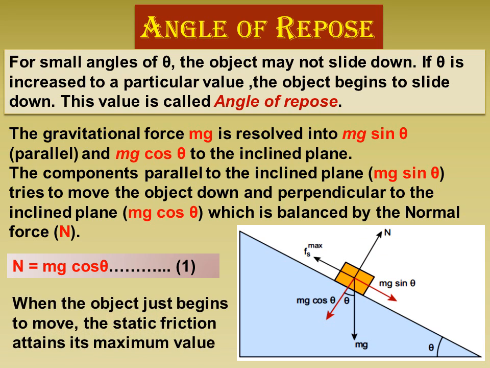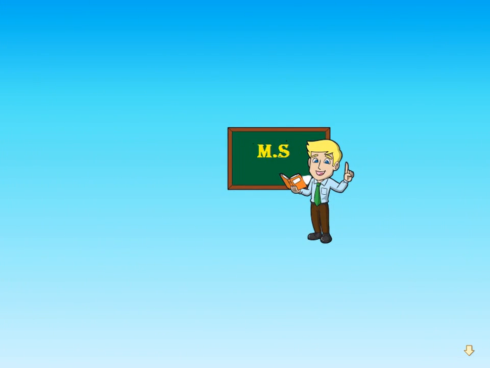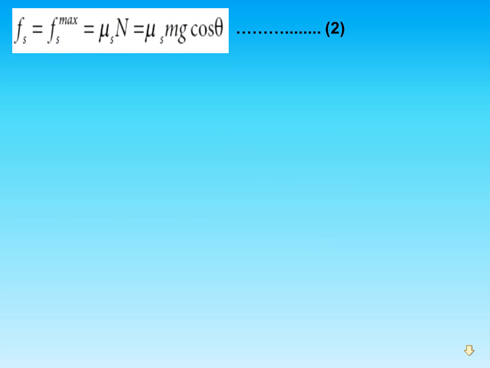When the object just begins to move, the static friction attains the maximum value. So the static friction Fs is equal to Fs max, which is equal to mu s N, or instead of N you can substitute mu s mg cos theta from equation number 1.